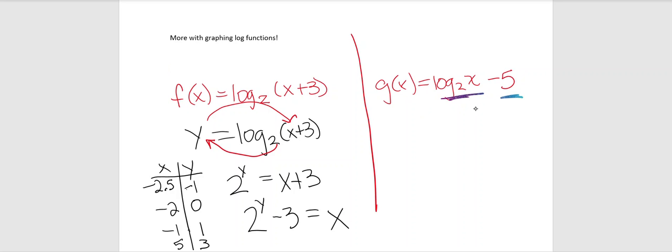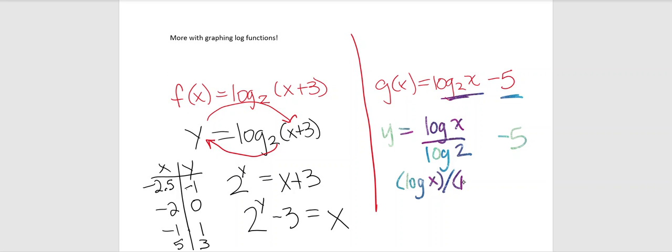If I were going to put this one into the calculator, I would need to have the log in base 10 form. So we can say that's the same thing as y equals log base 10 of x divided by log base 10 of 2, and then minus 5. Got to be sure you're putting that into the calculator with parentheses in the right place. So that's log of x divided by log of 2, close parentheses, and then we can subtract 5. So let's put that into the calculator.